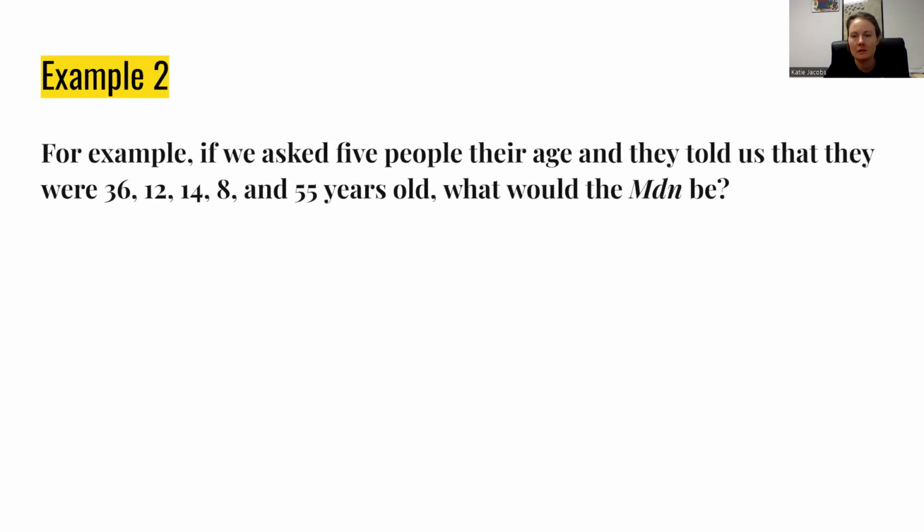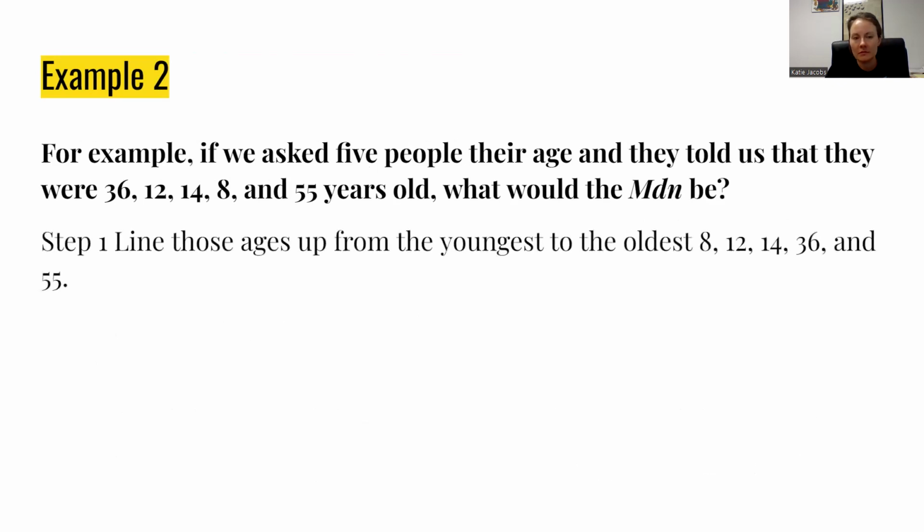Okay, example 2. So if I asked 5 people their age and they told us that they were 36, 12, 14, 8, and 55 years old, what would the median be? What would you do first? So first we need to put those ages in order from smallest to largest. So go ahead and do that in your notes right now. So we line those ages up from youngest to oldest. So that puts us at 8, 12, 14, 36, and 55.